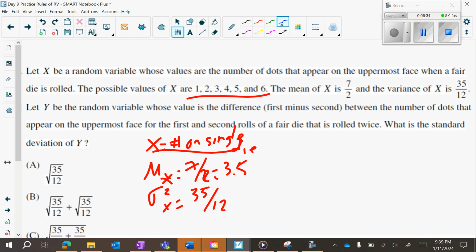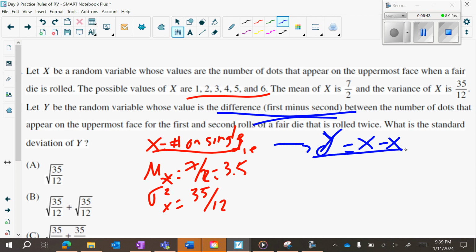Okay, so let's let y be the random variable of the difference if we did this twice. So this is basically saying x minus x. So for example, let's say I had 6 on the first roll and 1 on the second roll. 6 minus 1 is 5. Y would be 5. Let's say I had 3 on the first roll and 3 on the second roll. 3 minus 3 is 0. So basically that's the difference here. What is the standard deviation of y?